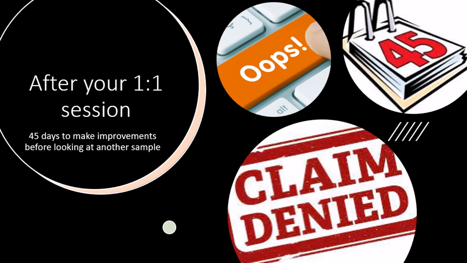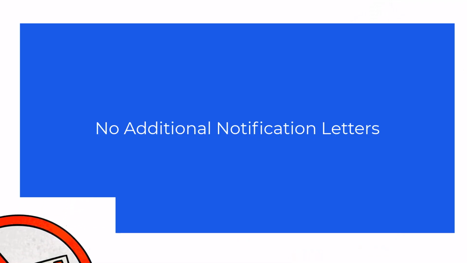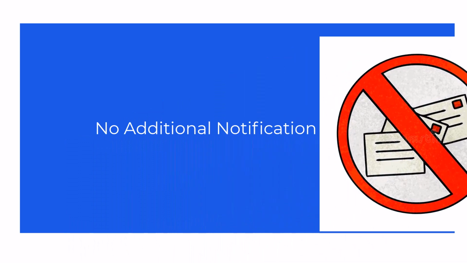Depending on the amount of denials you received and the error rate that you have incurred for these denials, we will give you at least 45 days after your one-on-one session to make improvements and changes before we look at another sample of claims. You will not receive additional notification letters in between probe review rounds.